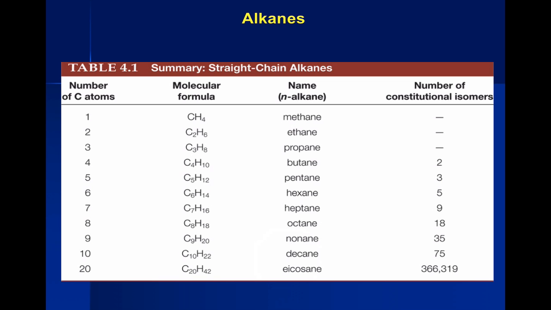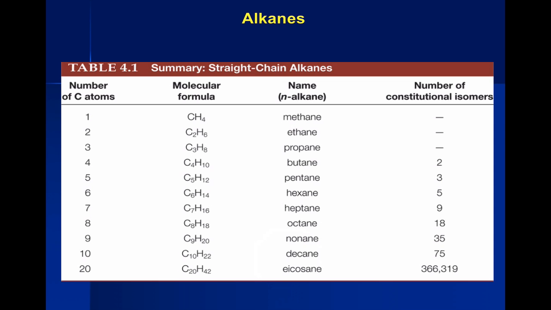Now, when I have 20 carbons and 42 hydrogens, I have 366,319 possible different combinations that are unique structures. And I just told you that 20 carbons is nothing, right? So this should illustrate to you the power of organic chemistry to give us multiple structures. That's why we're organic based, because we can have multiple structures with very few numbers of carbons. That's one of the magic things about carbon.